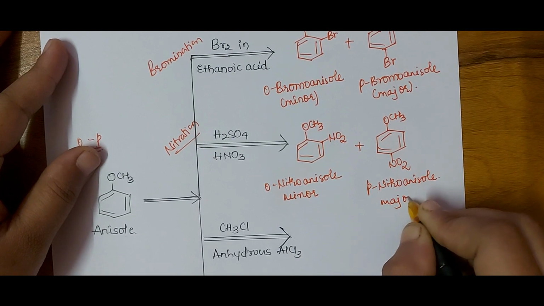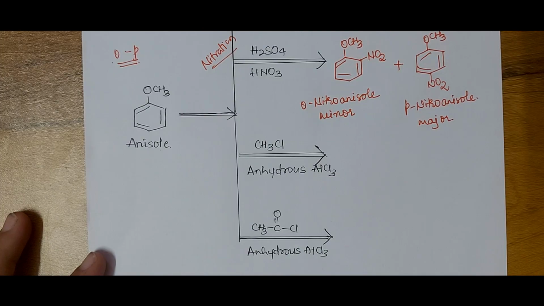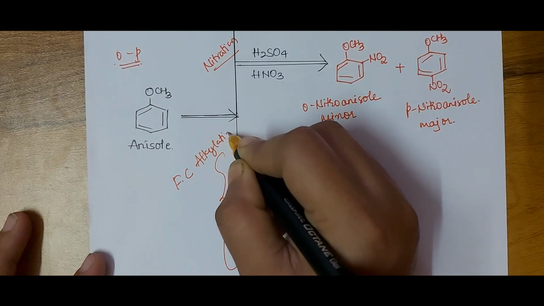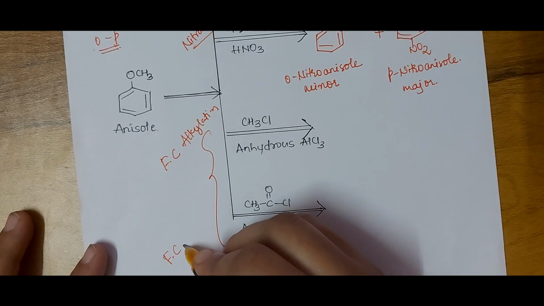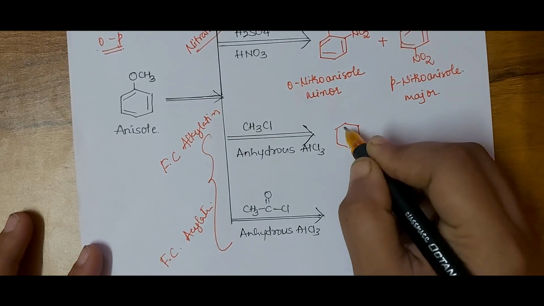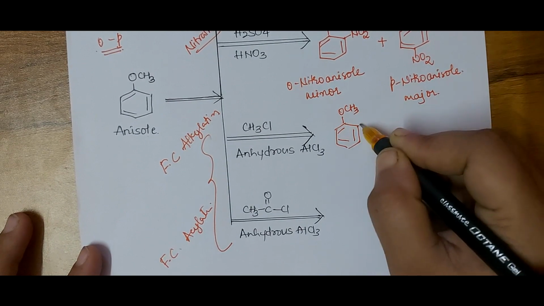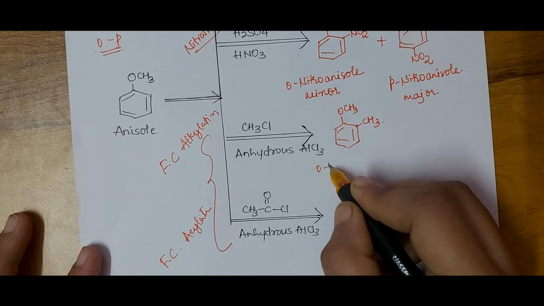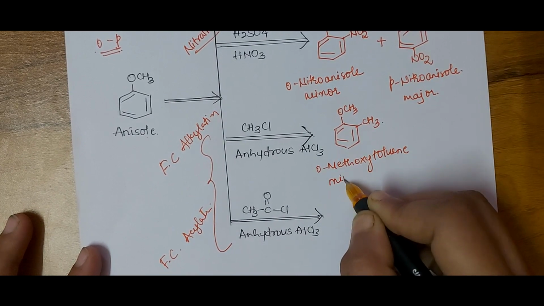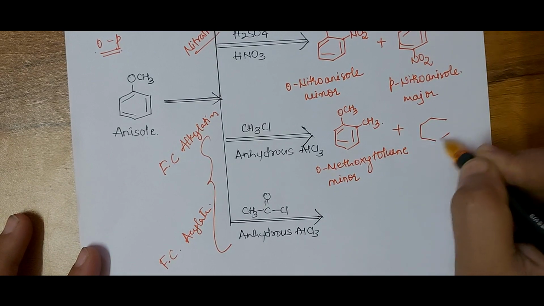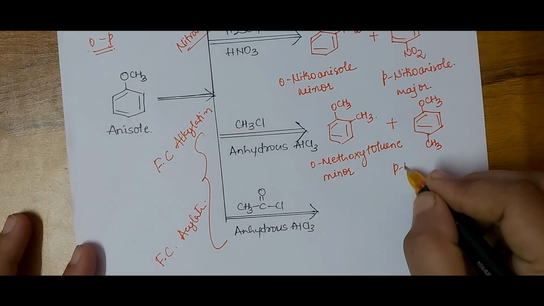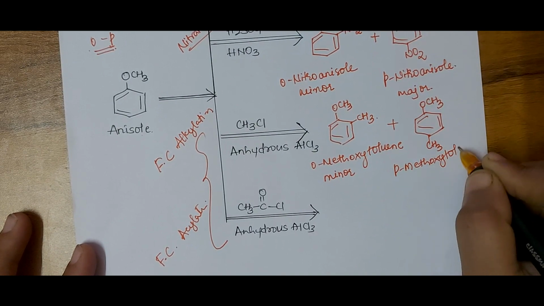Similarly, we'll go with the next reactions, both of which are Friedel-Crafts reactions. The first one is Friedel-Crafts alkylation and the other is Friedel-Crafts acylation. Similar to bromination and nitration, here we see that an alkyl group is substituted on anisole. So the products obtained are again a mixture of ortho and para products. One is ortho-methylanisole, or ortho-methoxytoluene as given in your NCERT, which is a minor product, and along with it substitution at the para position occurs, giving para-methoxytoluene, which becomes the major product. So always remember para will be the major product and ortho will be the minor product.